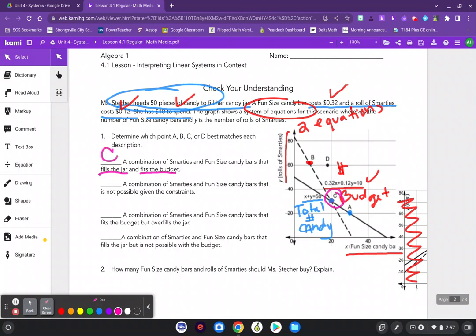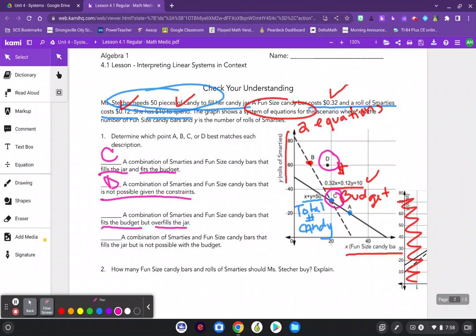The next one says a combination of Smarties and fun-sized candy bars that is not possible given the constraints, meaning it's going to be a point that doesn't work with my budget. It's going to be a point that doesn't fill my jar. And the only point that fits that description is D. D is not on either line. A combination of Smarties and fun-sized candy bars that fits the budget. It's on my budget line, but it overfills the jar.